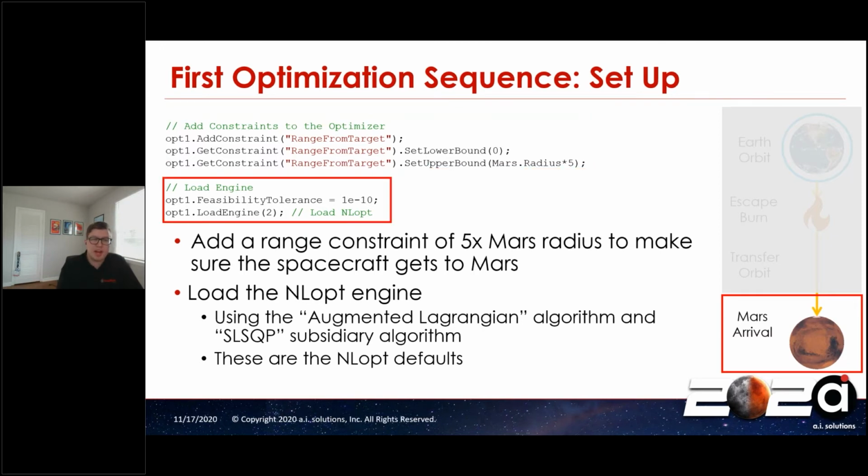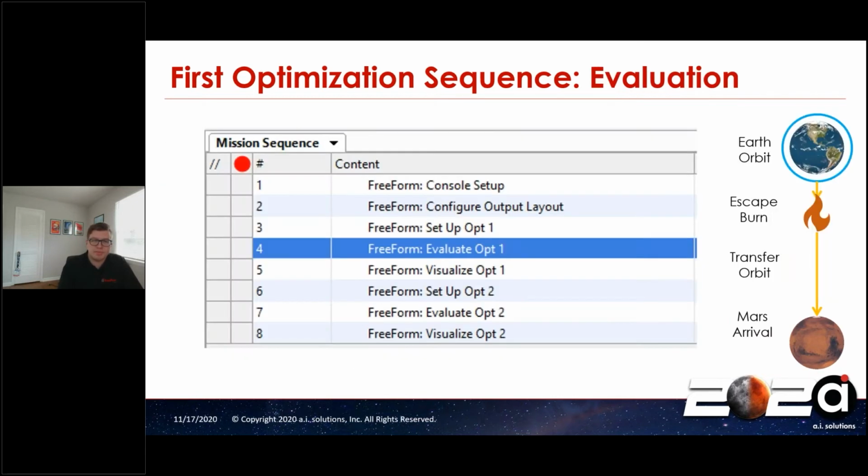And the thing we're going to do after that is load in our optimization engine. We set our feasibility tolerance to be 1e-10. We want a pretty high fidelity solution coming out of this, which is why our feasibility tolerance is so low. And then we load the NLOpt engine. So next up, we're going to talk about evaluation.